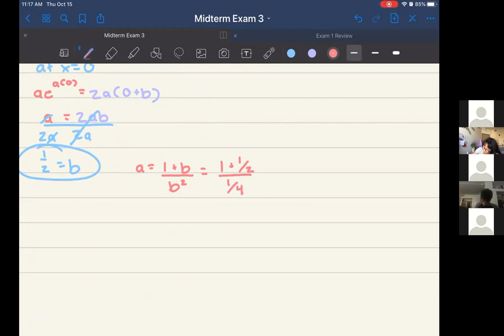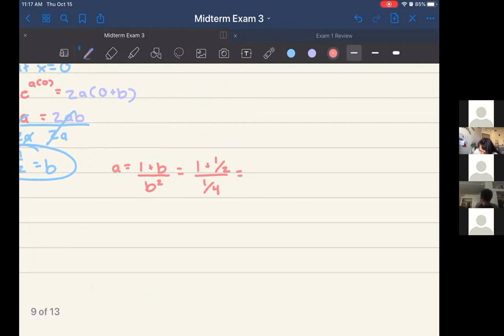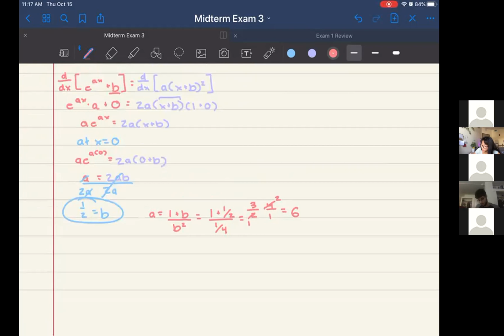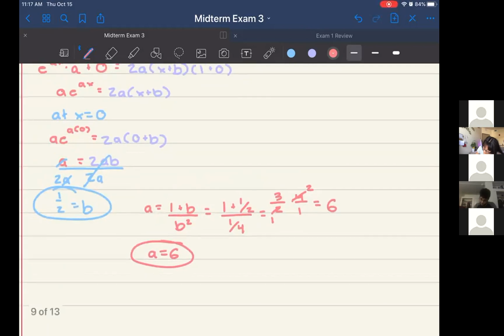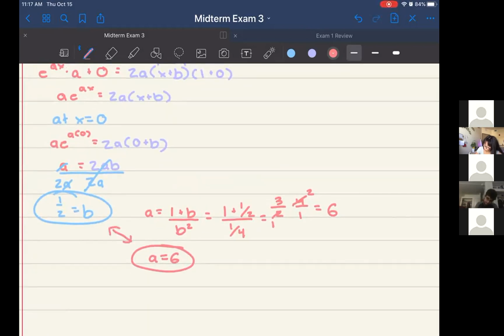We can change this and then simplify that. 1 plus 1/2 is 3/2. I'm really smart. 3/2, and then keep, change, flip: 4 over 1. Then we can cancel out 2 and reduce. That equals 6. So we know that A is equal to 6 and that b is equal to 1/2.